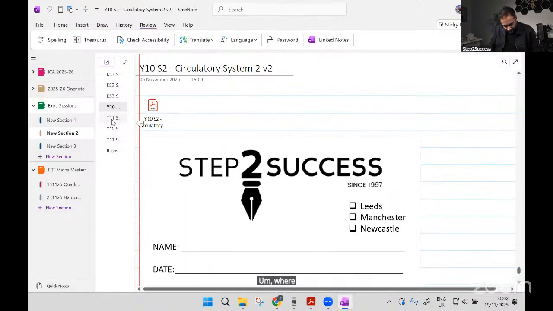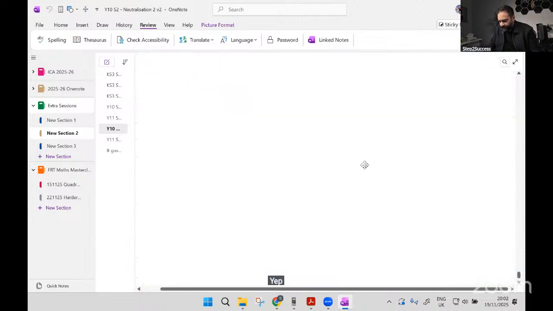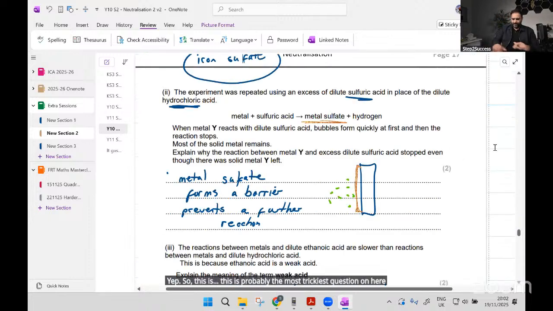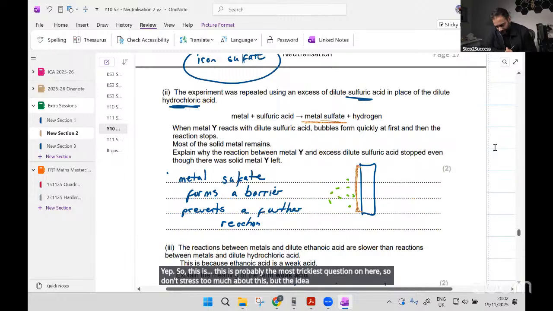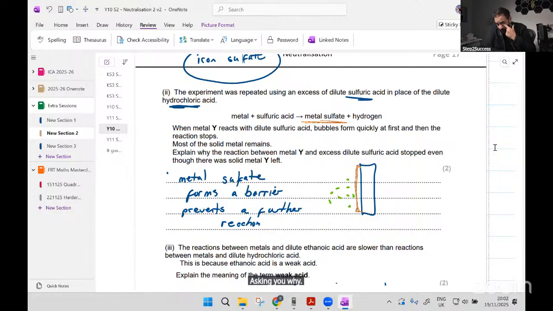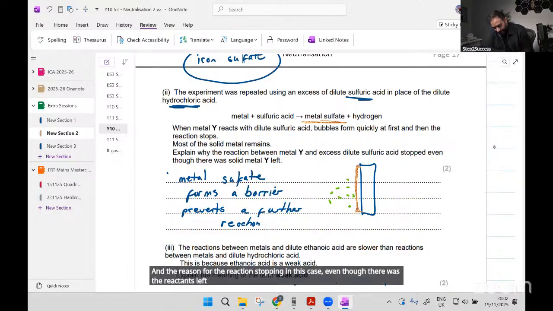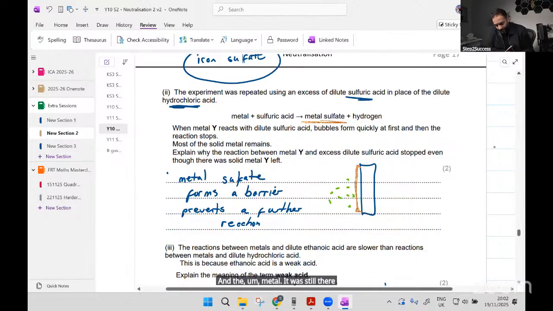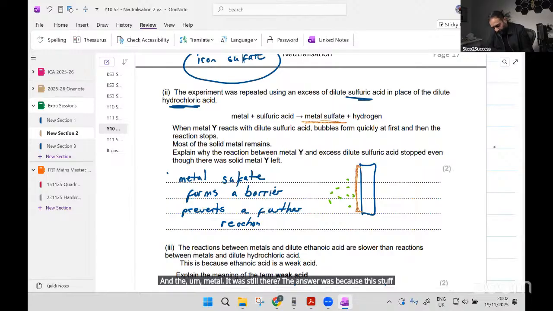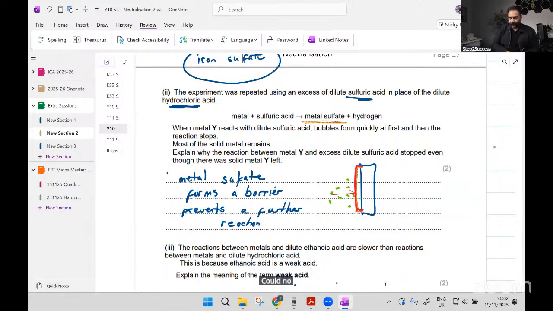That's gone wrong. Yep. So this is probably the trickiest question on here, so don't stress too much about this. The idea of this question was asking you why the reaction stopped. Even though there were reactants left, we had this green stuff, which was the acid, and the metal, it was still there. The answer was that this stuff that was produced formed a barrier in front of the metal, which meant that the acid could no longer reach the metal, and therefore the reaction stops.